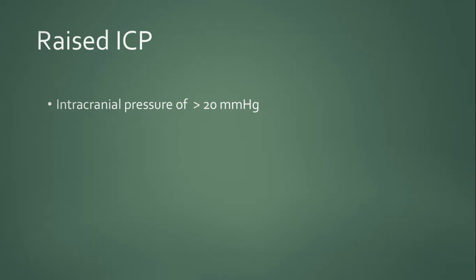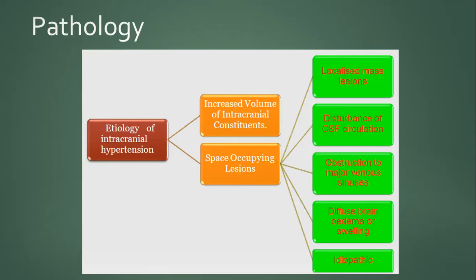So what is raised ICP? Raised ICP is an intracranial pressure of more than 20 millimeter of mercury. So what are the different pathologies that can cause raised intracranial pressure?